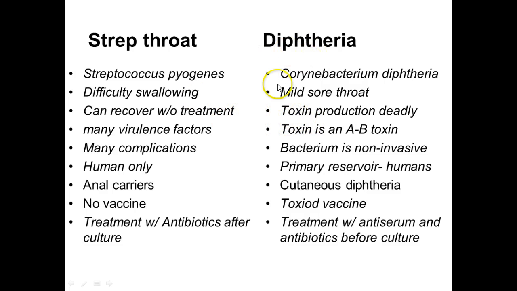The scary thing with diphtheria is that it's a toxin producer, and when toxins are produced, it is deadly, right? And it produces a particular type of toxin called an AB toxin, which means it has two parts to it. The B component attaches or binds to our cells, and the A component is the toxic component of that toxin. And again, there are many mean things, lots of virulence factors for Streptococcus pyogenes. And then, as I said, the complications that we deal with.